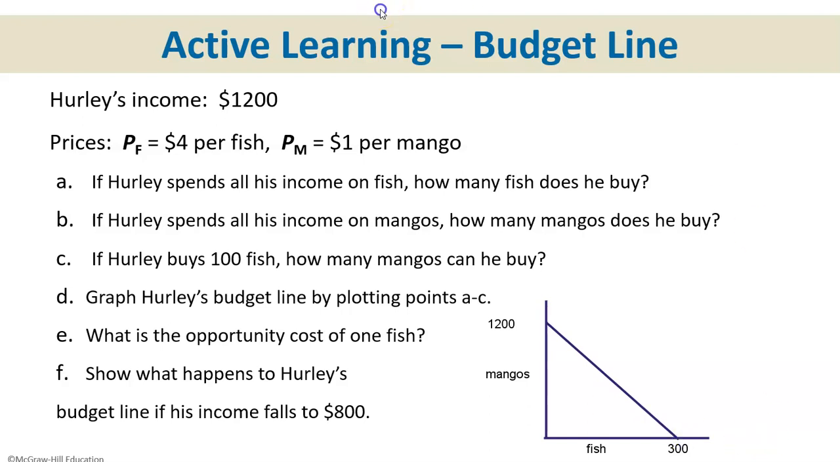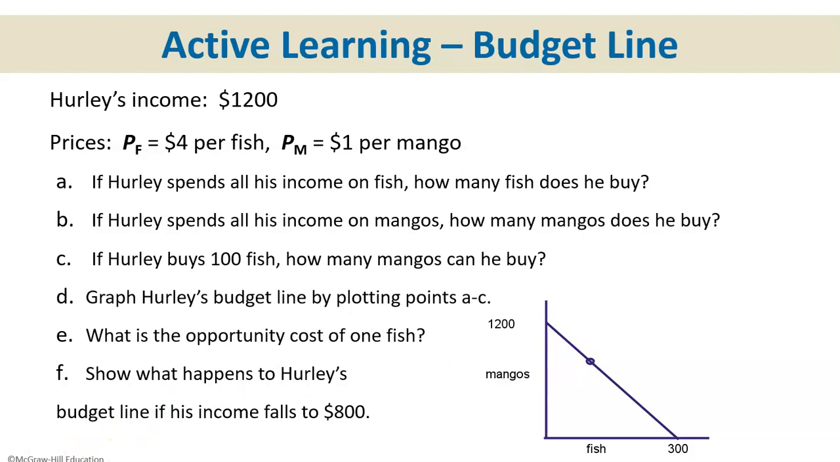Now, if we look at C, Hurley bought 100 fish and he had 800 mangoes. If we plot that point, 100 fish is somewhere around here, 800 mangoes is somewhere around here. So if we plotted the point, we would actually end up right around here. So we actually have point C that's right on the line. And I know it's on the line because he spent all of his $1,200.